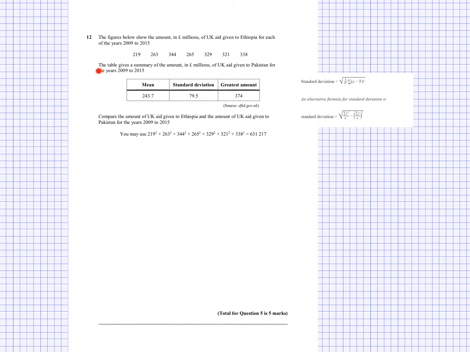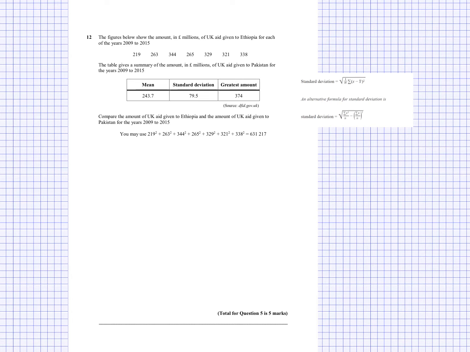Then we have the table gives a summary of the amount in millions of pounds of UK aid given to Pakistan. Notice that this is different, okay? So two different places. Pakistan for the years, again, the time is the same, 2009 to 2015. And this doesn't give me the values, it gives me the mean, the standard deviation, and the greatest amount, okay?